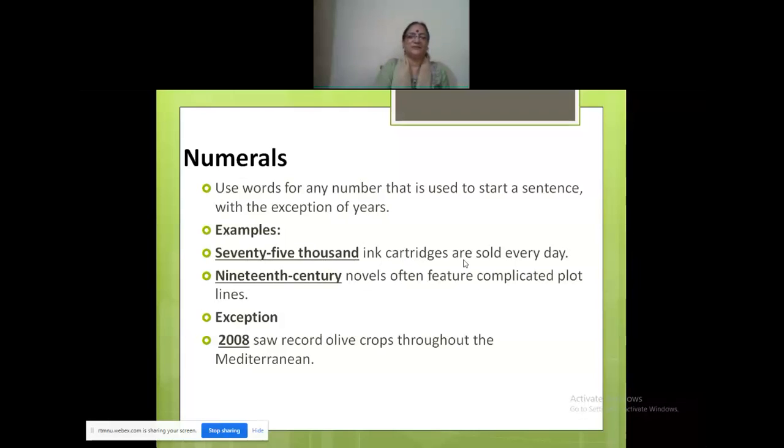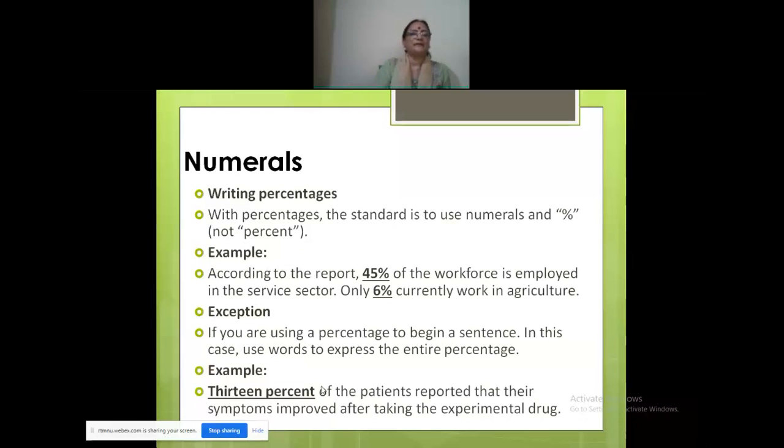So, 75,000 ink cartridges are sold every day. 19th century novels often feature complicated plot lines. Exception: 2008 saw record olive crops. So that's the exception. When you're writing the percentage, the standard is to use numerals.